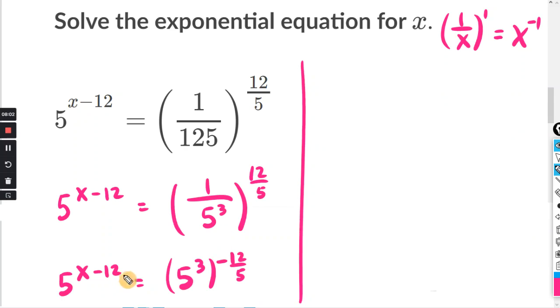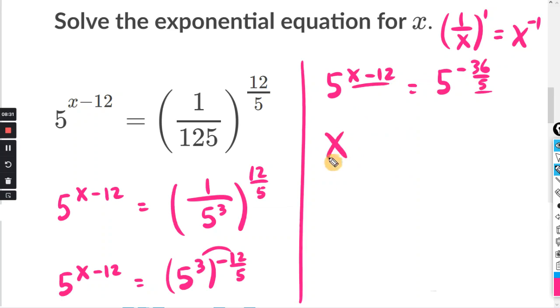All right. So 5 to the x minus 12 is going to equal 5, and the exponent is 3 times negative 12/5. That's negative 36 over 5. And now we have the 5's match. We can match the exponents. X minus 12 equals negative 36/5.